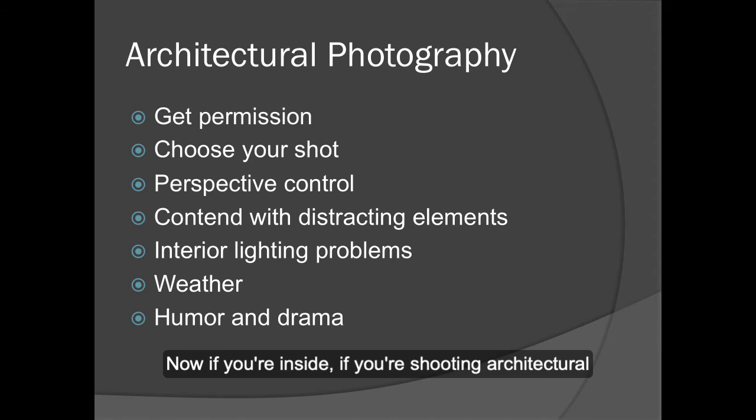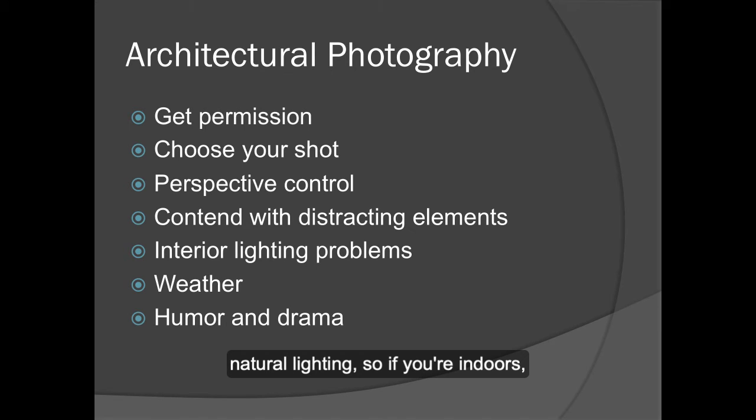Now, if you're shooting architectural or industrial photography and you're inside, obviously interior lighting causes lots of problems. The easiest lighting to shoot in is outdoor lighting, natural lighting. So if you're indoors, there might be insufficient light. How are you going to compensate for that? There might be uneven illumination. Could be really harsh illumination, some sort of really harsh, glaring light.